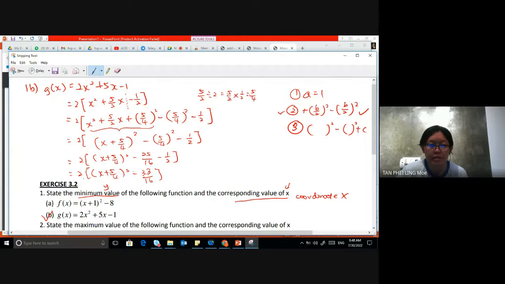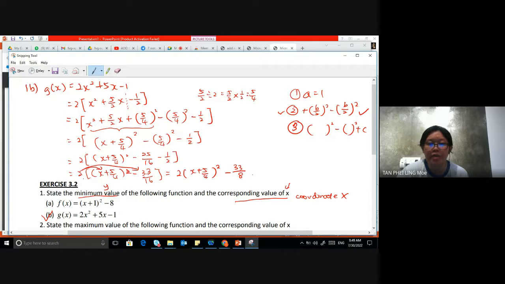Now, are you done here? Remember, you're not done because you haven't factorized out. You haven't expanded. You don't want this big bracket. Okay, so just one more step, which is to multiply in and multiply in here. So it becomes 2 bracket x plus 5 over 4 square. Then minus this one becomes 33 over 8.